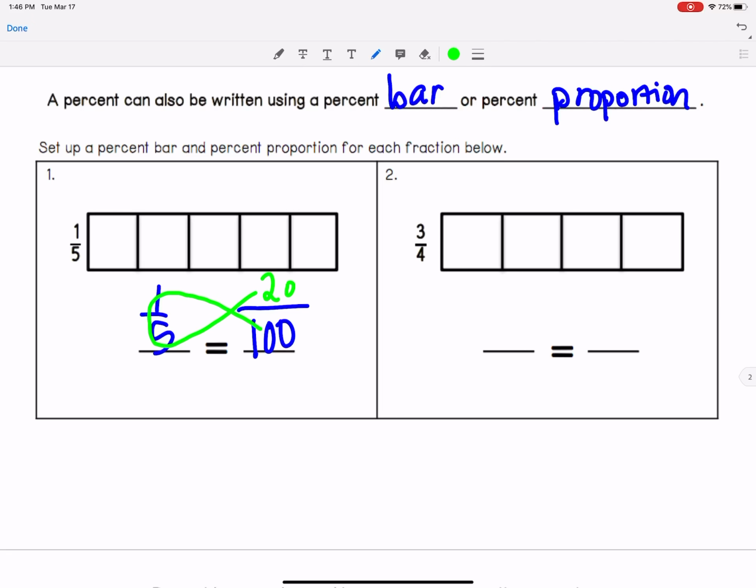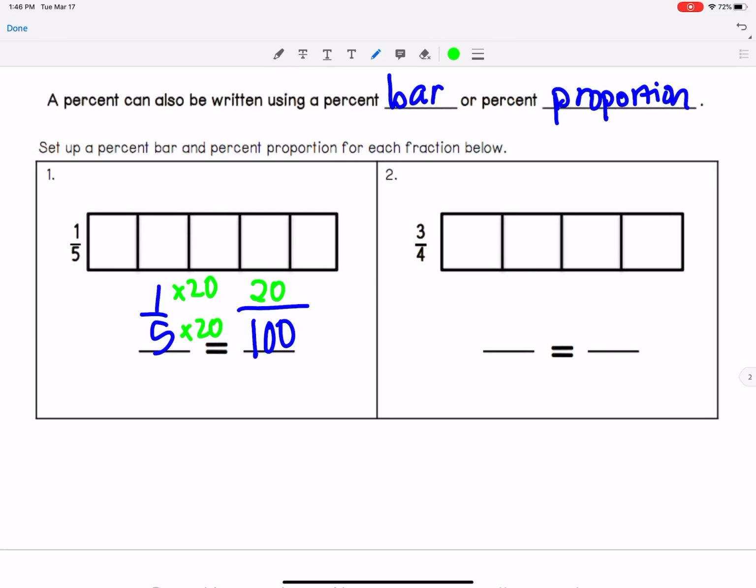Or another way that you could solve this is you could say, what did I do to go from 5 to 100? Well, we could figure this out. If we did 100 divided by 5, that gives me 20. So I know to go from 5 to 100, I times the bottom by 20. Whatever I do to the bottom, I have to do to the top to keep things proportional. So I know 1 times 20 is 20.